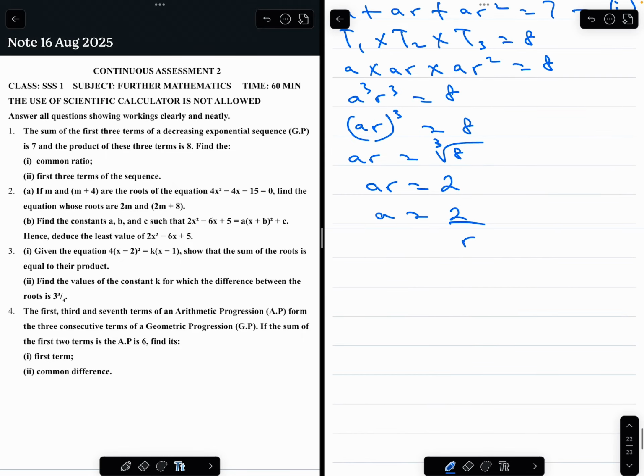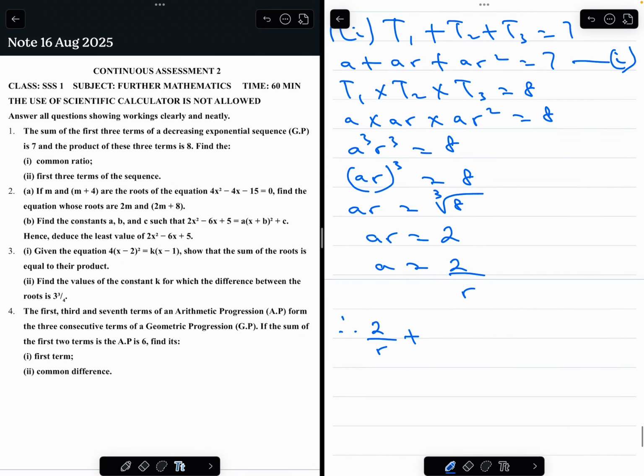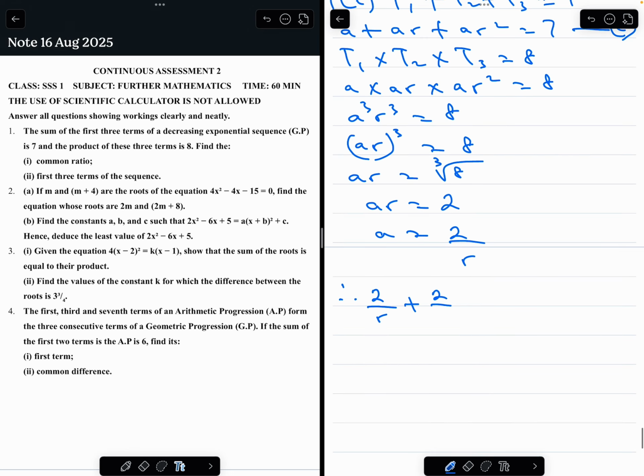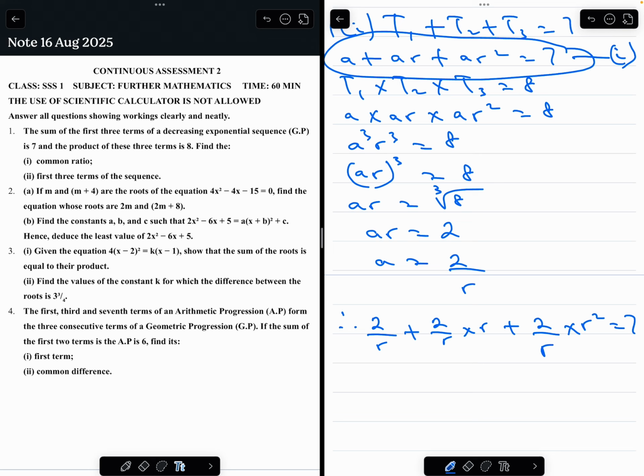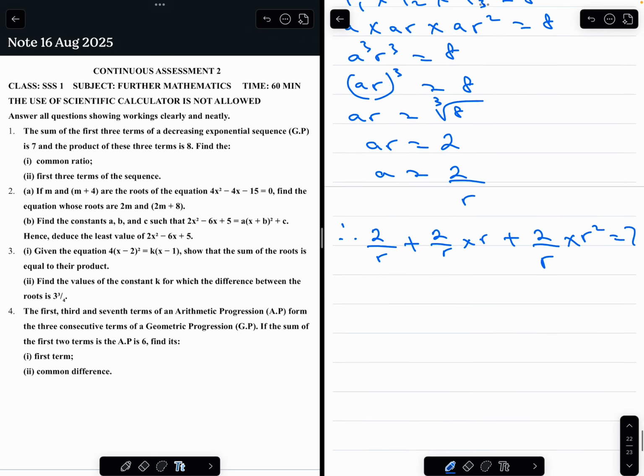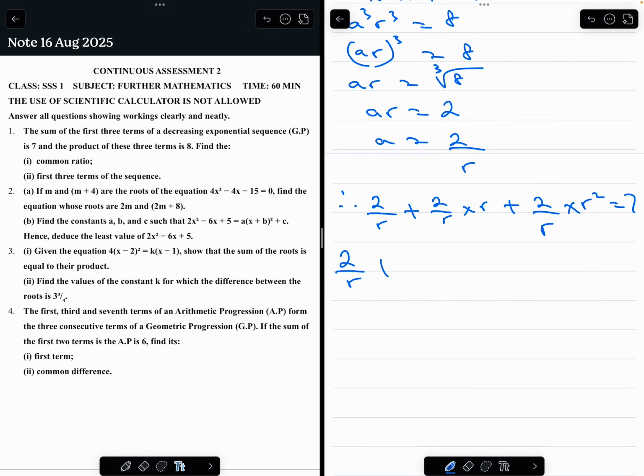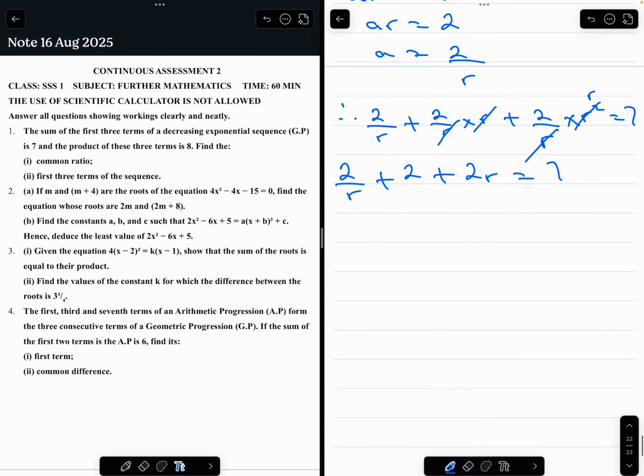If I put A in equation 1, that means 2 over R plus 2 over R times R plus 2 over R times 2 over R times R squared equals 7. Wherever you see A in equation 1, you put 2 over R. That's what I've just done. And that simply means 2 over R plus 2 plus R squared over R, which is 2R, equals 7. Now to clear the fraction, I can multiply through by R.